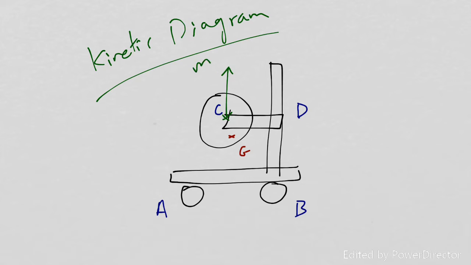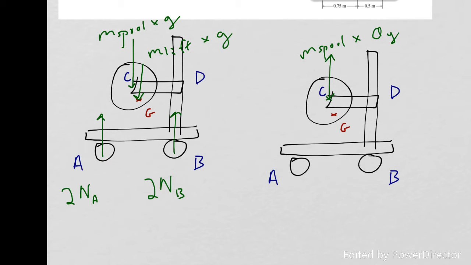And there will be my mass for the spool times not gravity, because it's lifting up, there's the motion, so there is A Y, because it is on the Y direction. And if I put my kinetic diagram side by side with my free body diagram, as we know, they will be equal, and that will be the complete equation of motion in dynamics.